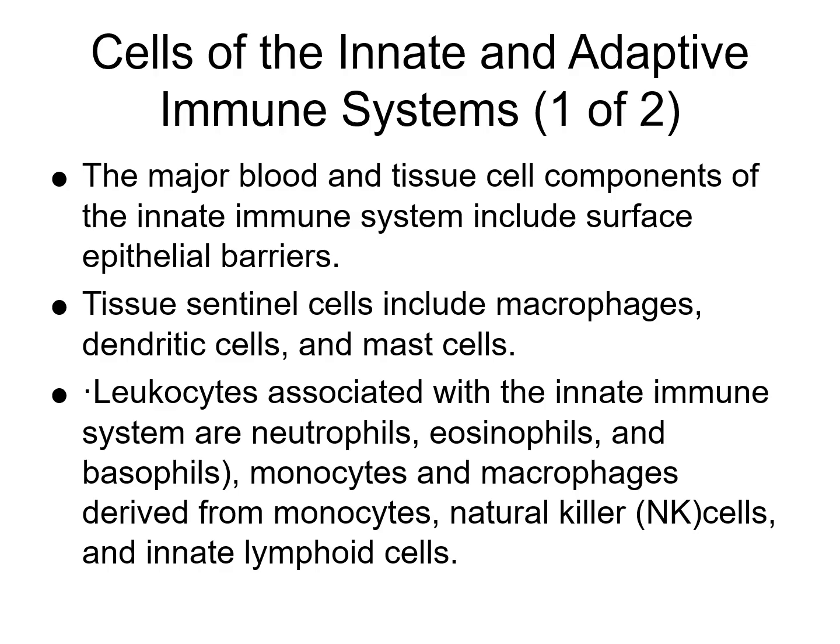Then we have your monocytes. These circulate in the blood, and they differentiate into macrophages when they enter into tissues. Macrophages, as mentioned earlier, are derived from monocytes, and they can engulf pathogens and remove cellular debris. Natural killer, or NK cells, destroy virus-infected cells and tumor cells. And then you have your innate lymphoid cells, and these produce signaling molecules that can help regulate immune responses.